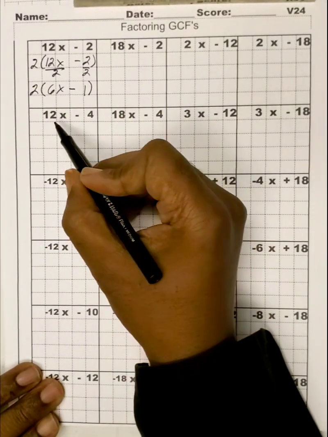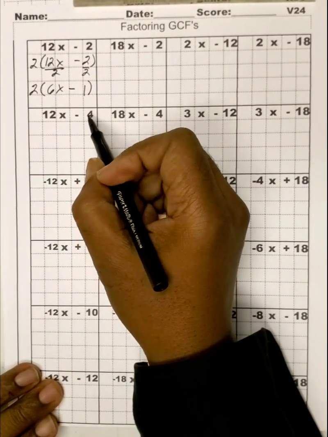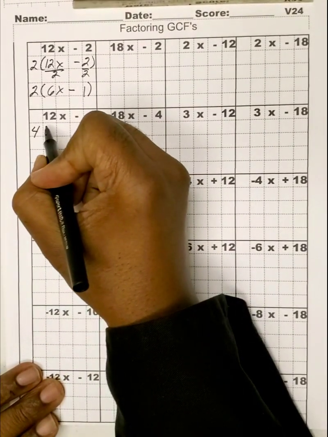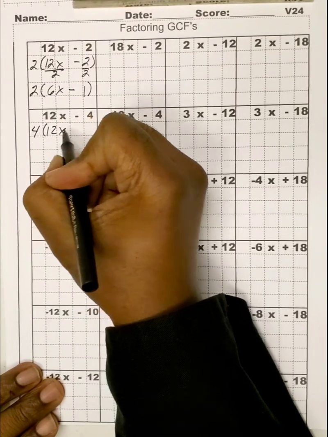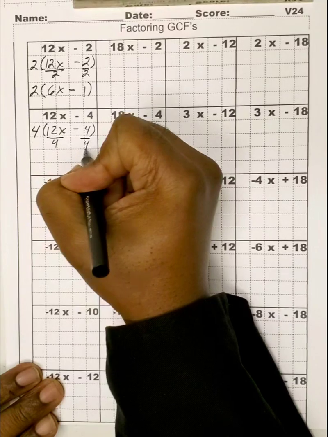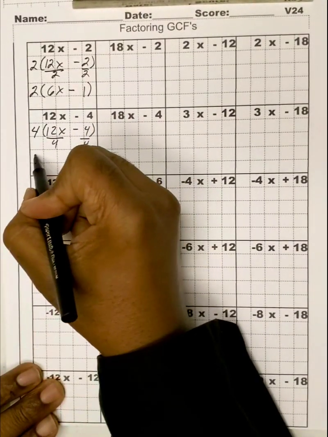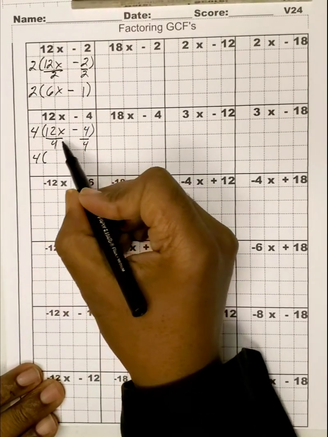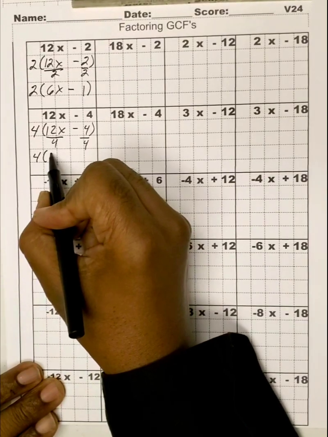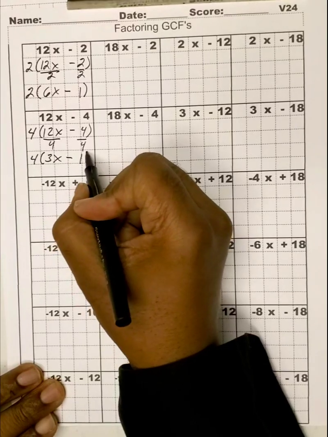Next, we have a 12 and a 4. Both of these can be divided by 4. That's the greatest number that can divide both of them. So your GCF is 4. In parentheses, 12x minus 4, and then divide by 4 here. So we multiply by 4 and divide by 4. So this becomes 4 parentheses, and we simplify the inside here. So 12x divided by 4 becomes 3x, minus 4 divided by 4 becomes 1, and close parentheses.